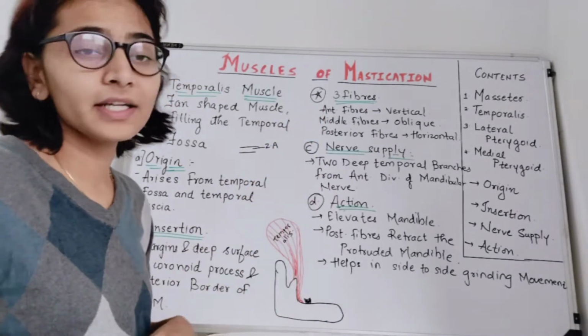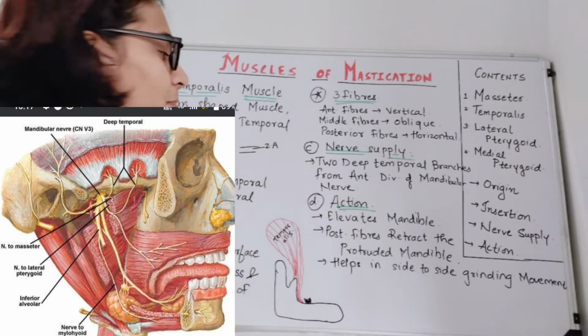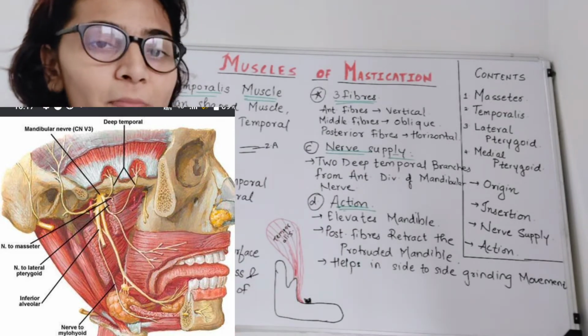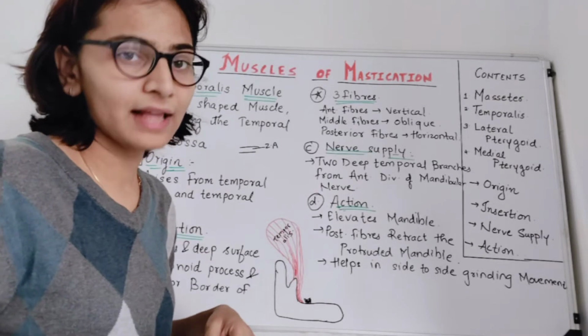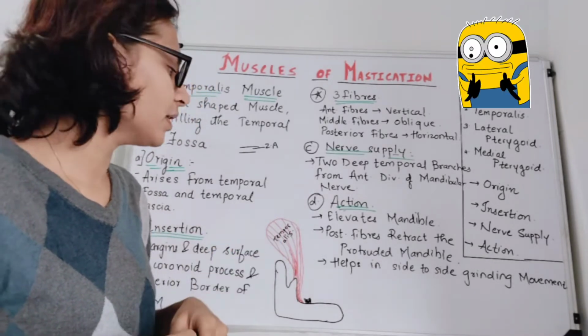Okay, so now let's study about the nerve supply of the temporalis muscle. It is supplied by the two deep temporal branches of the anterior division of the mandibular nerve. So let's move on towards the action of temporalis muscle. Temporalis muscle elevates the mandible.